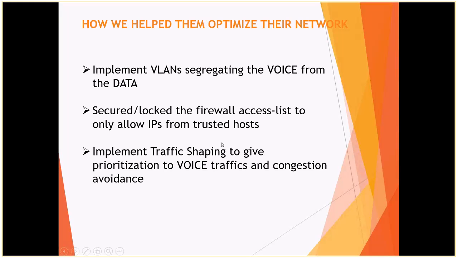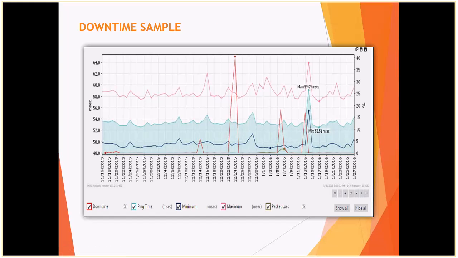All right, this is an example of a customer network downtime. As you can see in the date below, their network went down on the 22nd right here. As you can see in the legend, the red is the downtime. So there's a downtime on the 22nd.